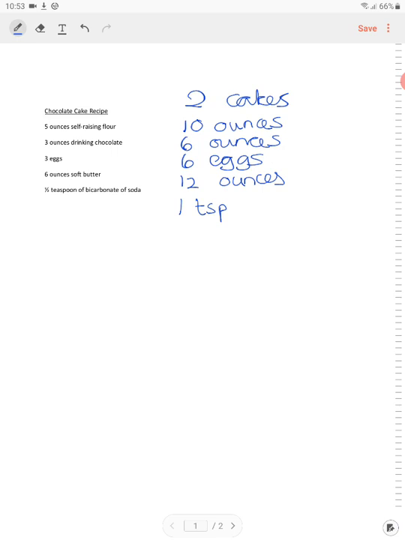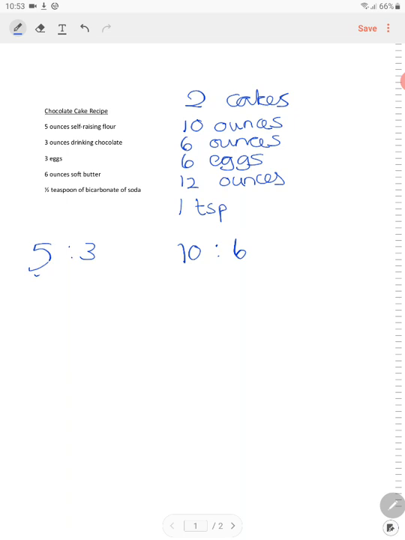Now you can see I've kept the ratio the same. If you have a look at the flour to the drinking chocolate, for example, the ratio is 5 to 3. So for every 5 ounces of self-raising flour, I need 3 ounces of drinking chocolate. If I look here, I've got 10 to 6 in my ratio of flour to drinking chocolate.